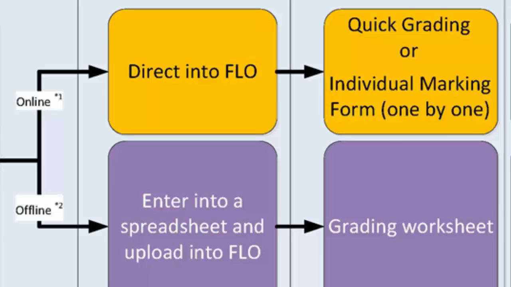The individual marking form displays one student at a time and provides a larger text box for your feedback with more text editing options. You will need to be connected to the internet to use this method. If you do not have a stable internet connection or simply prefer marking offline, you can use the grading worksheet method. Marking this way means that you download a file from Flow, open it in Excel, enter marks and feedback comments, and then upload it into Flow, instead of entering the information directly into Flow. The benefit is that you can mark without access to the internet.